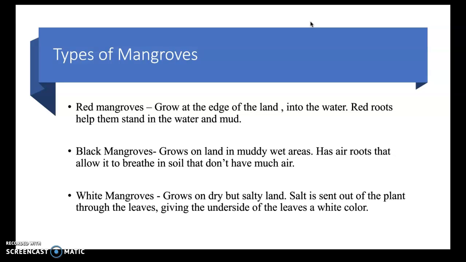Black mangroves grow on land in muddy, wet areas and have air roots that allow them to breathe in soils that don't have much air. And white mangroves typically grow on dry but salty land. Salt is sent out of the plant through the leaves, giving the underside of the leaves a white color.